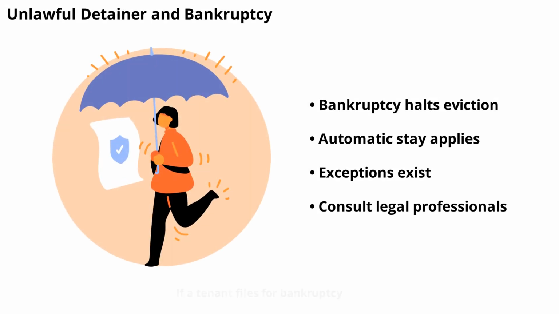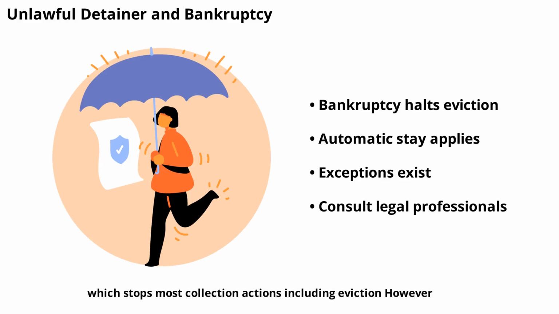If a tenant files for bankruptcy, it can temporarily halt the unlawful detainer process. Bankruptcy laws provide an automatic stay, which stops most collection actions, including eviction. However, there are exceptions, and landlords may be able to proceed under certain circumstances. Both parties should consult with legal professionals to understand how bankruptcy affects eviction proceedings.